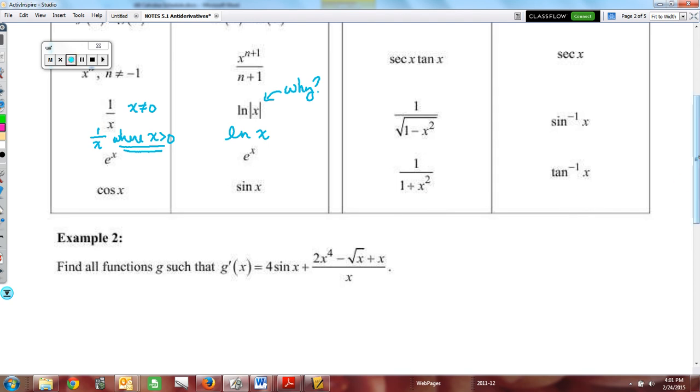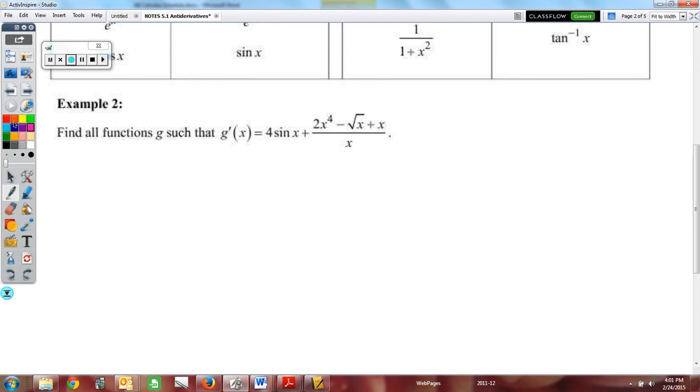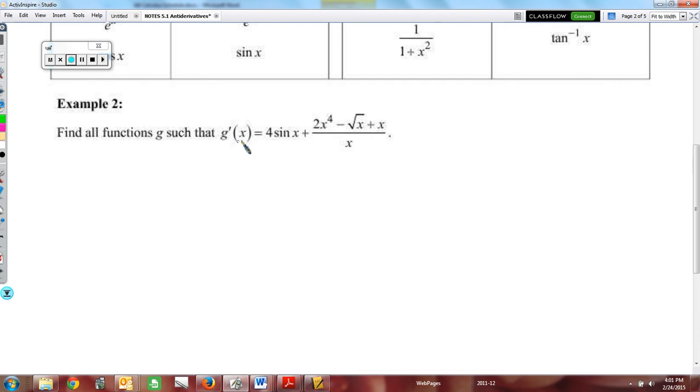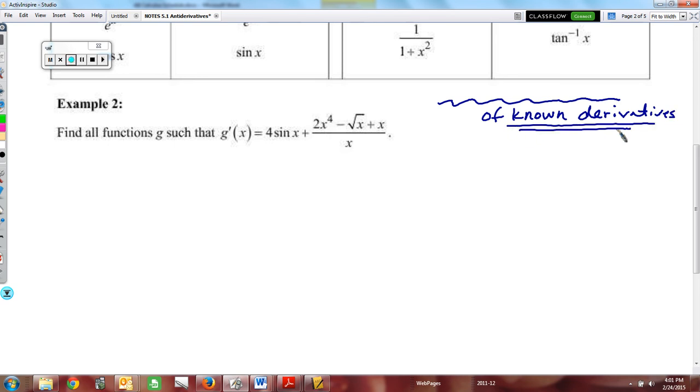All right, let's take a look at example 2 here, to show you that we still have this simplified to make things easier. I want to take the antiderivative of this function right here. Right now, at this moment in time, you can only take the antiderivative of known derivatives. In other words, we have not done any work yet on how to work backwards in a product rule or a quotient rule or a chain rule. All we're doing at this point in section 5.1 is working backwards for the derivatives that we have listed up here.